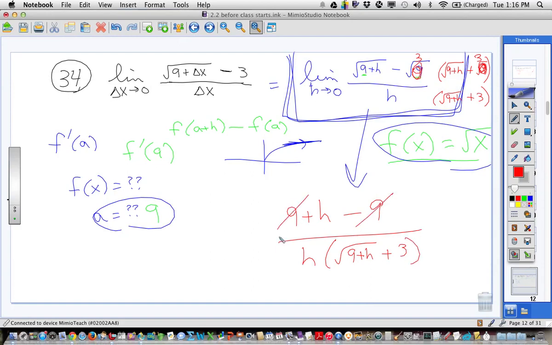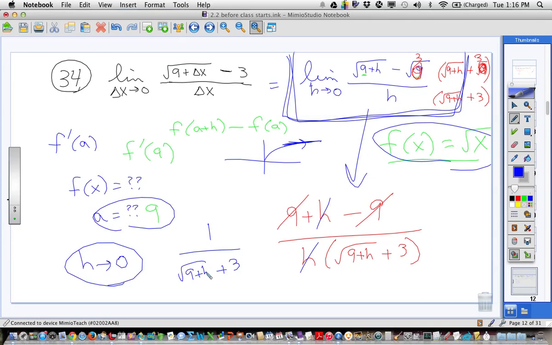Look what happens when you do that conjugate. The 9s go away. The h goes away because now you've got h cancel h. And you end up with 1 over the square root of 9 plus h, plus 3. And then remember, h goes to 0.